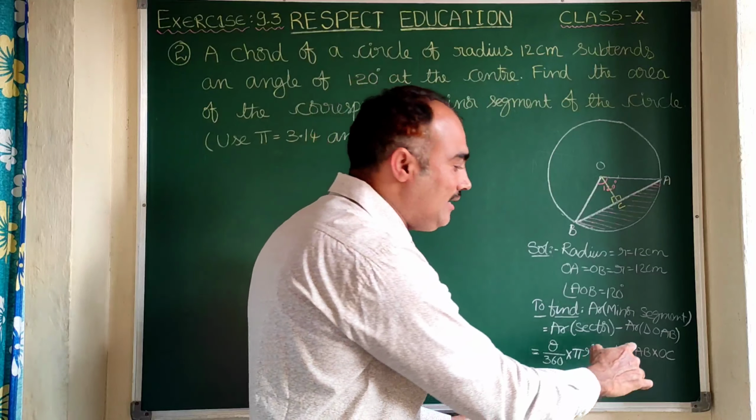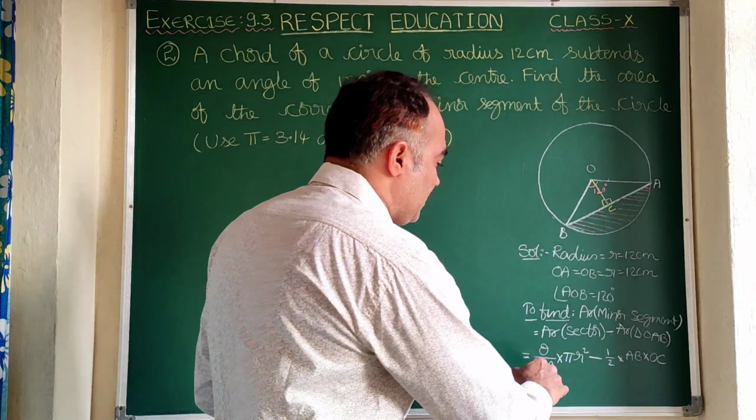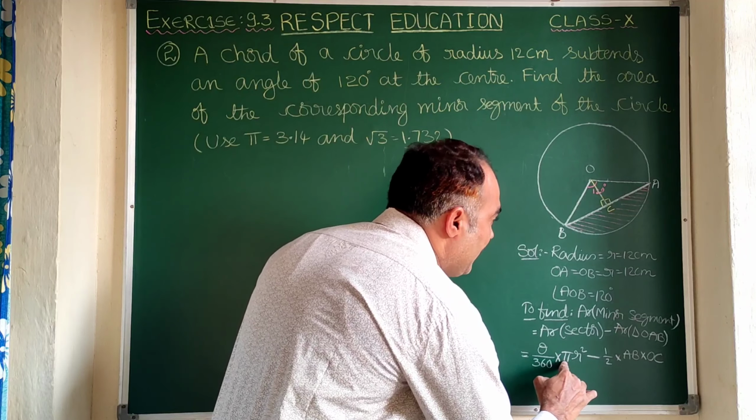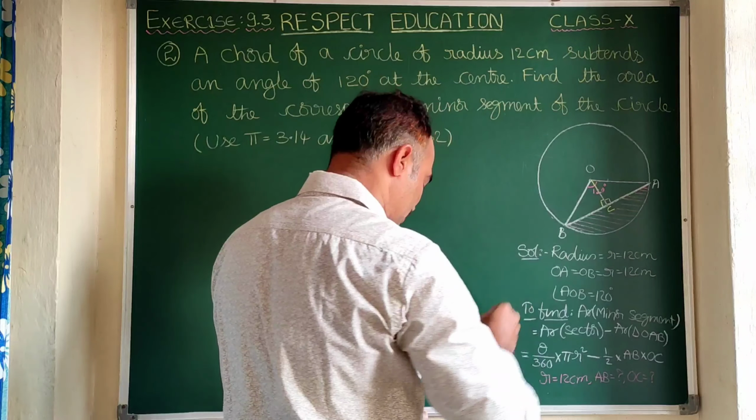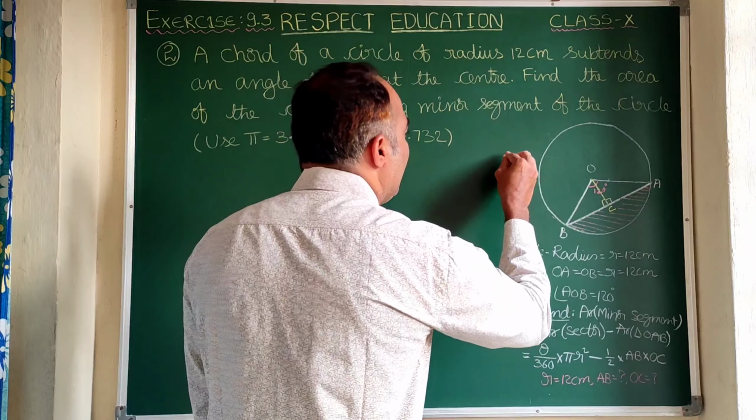Now we are going to find these values. Pi is given in the question, we can use pi as 3.14, and r square, R is the radius, 12 is known. So let us write r is equal to 12 centimeter, which can be substituted. Whereas AB is not given, the length of the chord is not given, and OC is also not known. Now the target is to find AB and OC.